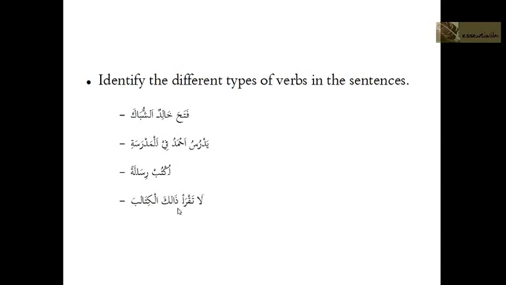La taqra' dhalika al-kitab. Okay, now this is a verb and it's prohibitive because of the la. Okay, dhalika we know is an ism ishara, a noun. Okay, al-kitab, the book. Alright, so this is the only verb here, and again because of the la we know that it's prohibitive.